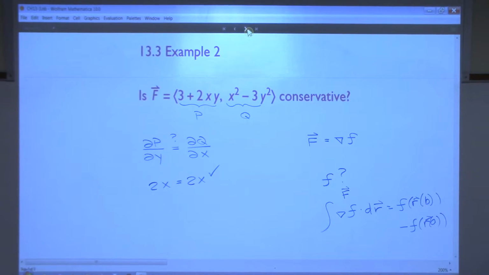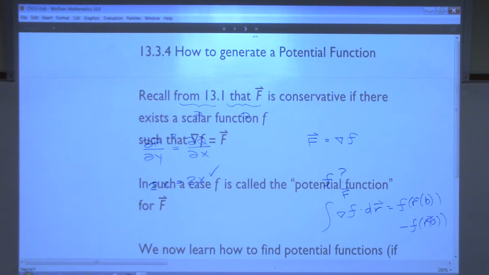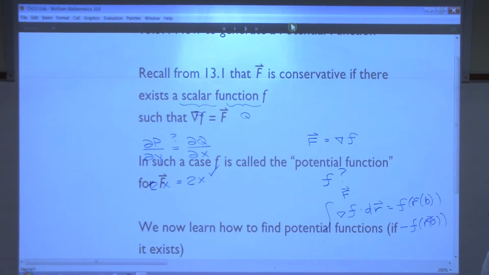So if it's not conservative, then there's no need to go look for it. All right.